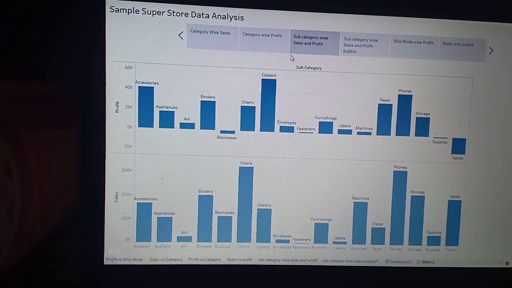So this is the subcategory-wise sales and profit, covering those three categories and all the things that this company is selling. The below one is the sales part, and this is the profit part. The sales part, according to accessories and appliances, is much. See, art, the sales is not that much. Envelopes not that much. Fasteners less. Labels less. Supplies are also less.